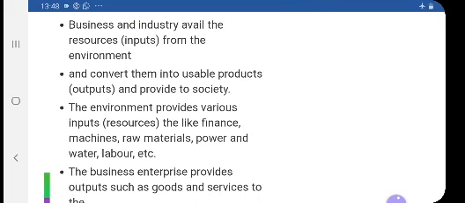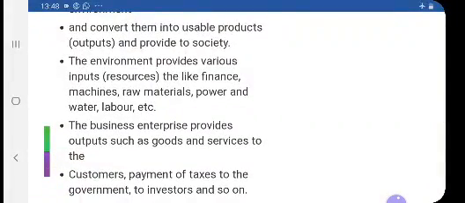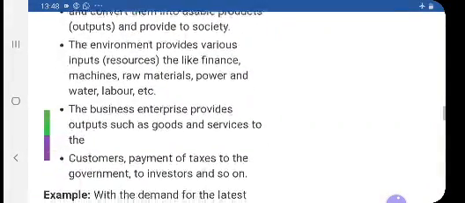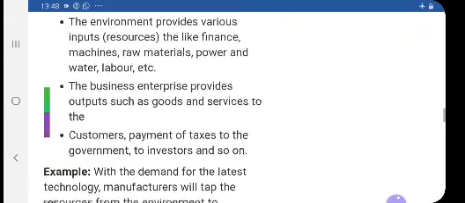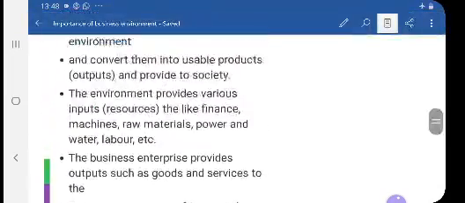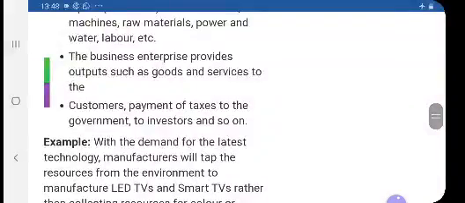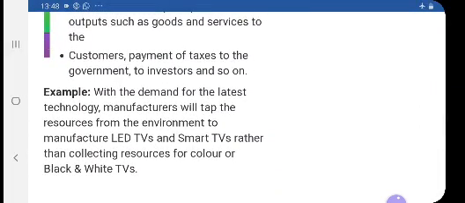And these inputs are like finance, machine, raw material, power, water, labor, etc., and the business enterprises provide the output like goods and services as the final product to the customer, and payment of taxes to the government and to the investors, and so on. So this process is a going on process, and if there is demand for the latest technology, the manufacturer will tap the resources from the environment to manufacture LED TV and smart TV rather than collecting the resources for color or black and white TV.